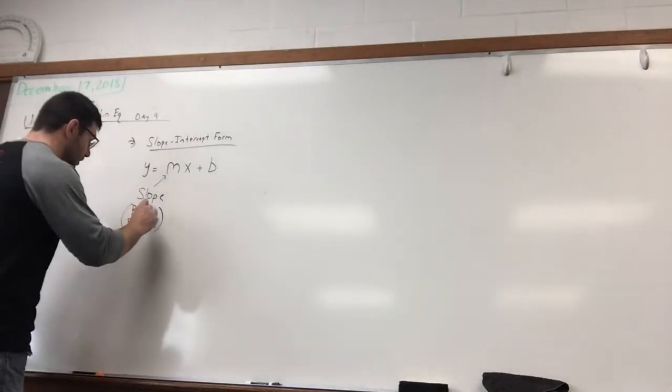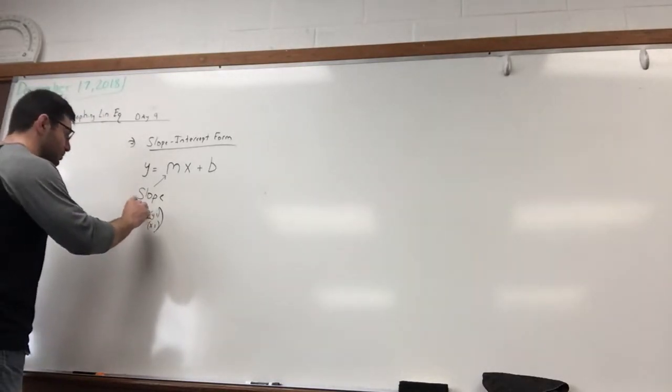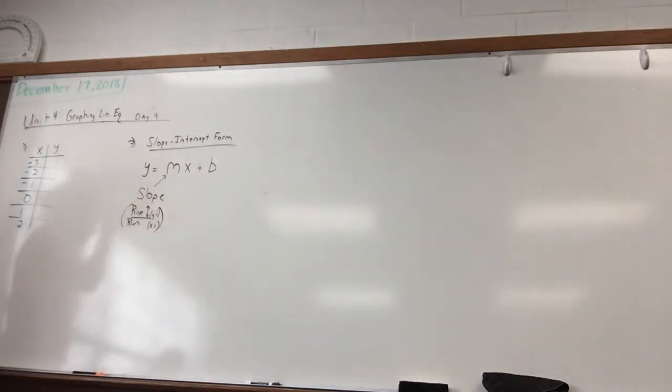We also know that my rise is my y's. We know my run's my x's. Rise goes both up and down. Which way for this class do we want run to go? Haley? To the right.